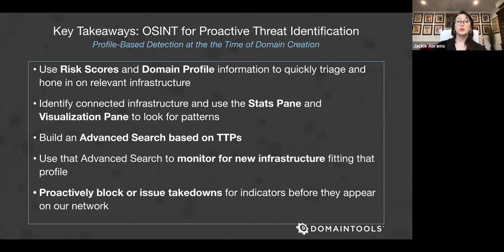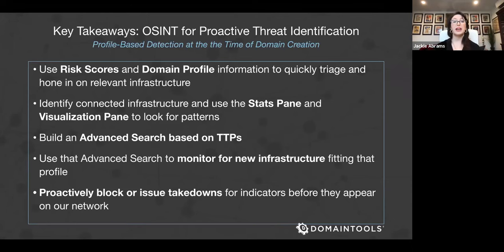And as we reach the end of the presentation, just a couple of quick reminders for takeaways. Use risk scores and domain profile information to quickly triage and hone in on relevant infrastructure so that you can see threats at the time at which they're created. Then identify connected infrastructure using the stats pane and visualization pane to look for patterns so you know what attributes are commonly used, reused, and also where to look to pull in additional connections that you might not have found.